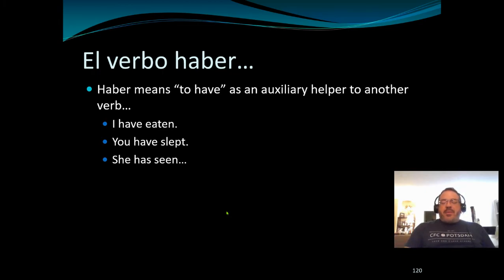I don't expect you to really remember this and use this, but the next slide I want you to use and remember. Just so you know, the verb haber means to have, and it means to have as a helper in this way: to have eaten. So I have eaten, you have slept, she has seen. That is the same kind of construction that we have in English. This verb have is this verb haber. Now, this is something we'll teach you. I was hoping to teach it this year, but we got zapped with a plague. So definitely we'll teach you this next year.